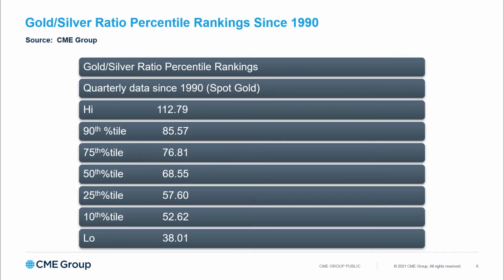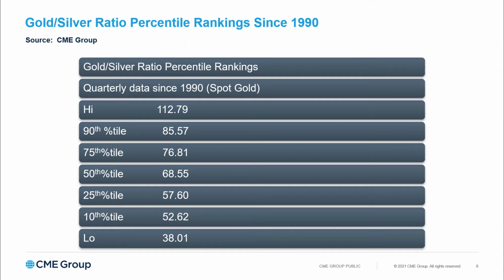As a matter of fact, we put this in percentile rankings like we do volatility. The highest that it ever traded was 112.79. It's quarterly data since 1990, spot gold, spot silver too. The 90th percentile was 85.57, the 75th percentile was 76.81, and the 50th percentile is about 68.55. So in less than a year, we went from the highest that it ever traded to about the 50th percentile. We're just about at the 48th percentile now, so we're a little bit more reasonable.